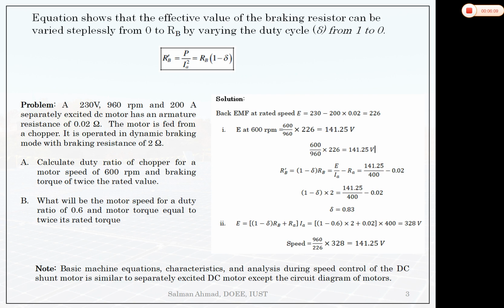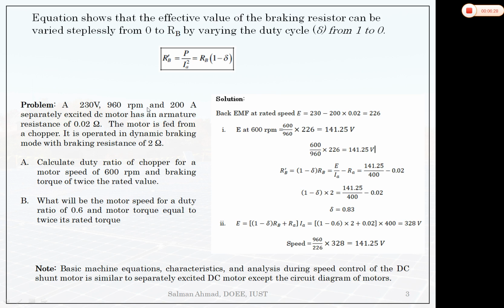What will be the motor speed for a duty ratio of 0.6 and motor torque equal to twice its rated torque? Okay. So in the first part, you have to calculate the duty ratio. So first we have to calculate what will be the back EMF at 600 rpm.